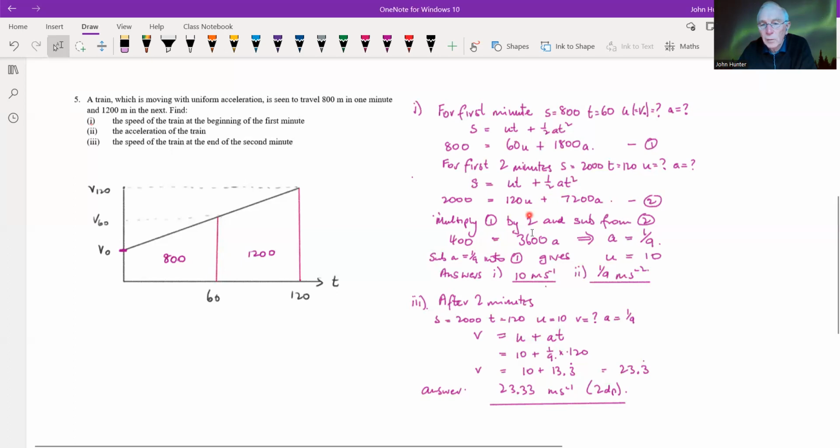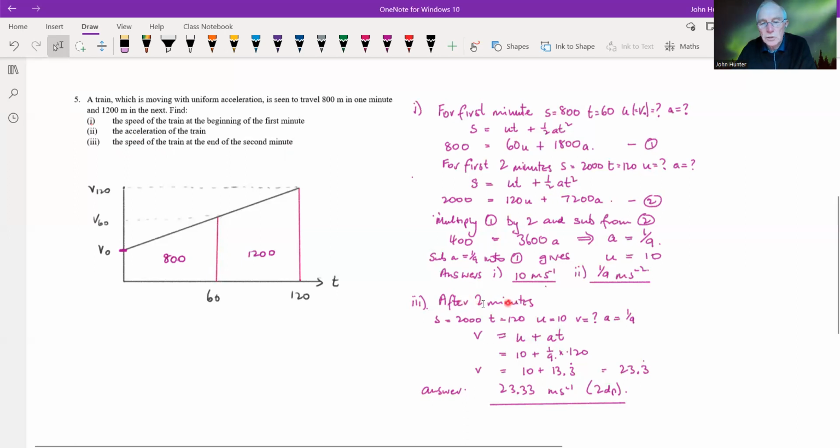We can just work through and find out what a and u are, and that's going to give us a u of 10 meters per second, and an acceleration of 1/9 meter per second squared. So that's basically answered parts 1 and 2. And then it says the speed of the train at the end of the second minute. We're talking about speed here because we know the direction, there's only one direction, and it's always going to be positive. So speed and velocity are kind of the same thing here.